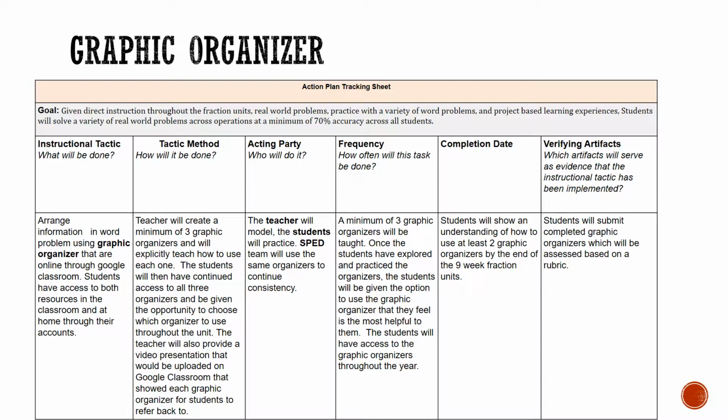So let's get started. Our action plan and tracking sheet. Our SMART learning goal is given direct instruction throughout the fraction units, real world problems, practice with a variety of word problems, and project-based learning experiences. Students will solve a variety of real world problems across operations at a minimum of 70% accuracy across all students.